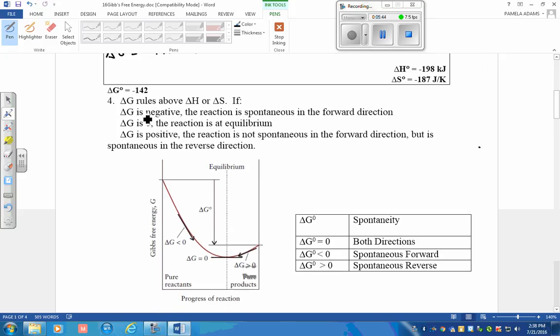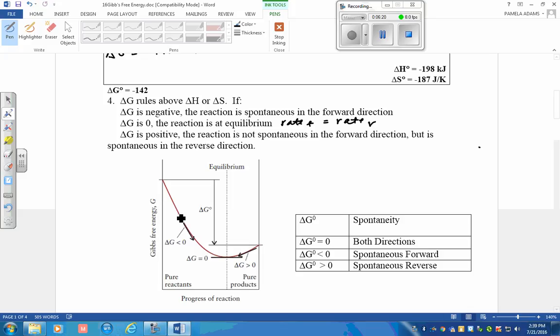So if delta G is negative, the reaction is spontaneous in the forward direction, non-spontaneous in the reverse. If delta G is 0, then the reaction is at equilibrium. Remember that equilibrium means that the rate of the forward reaction is equal to the rate of the reverse reaction. So I guess you could think about it as being spontaneous in both directions. If delta G is positive, it is not spontaneous in the forward direction, but is spontaneous in the reverse direction.